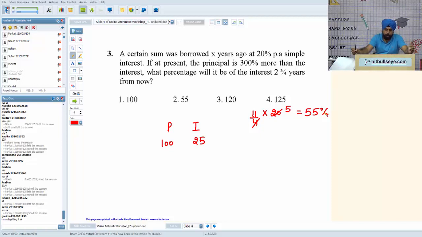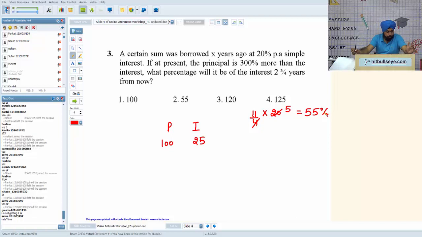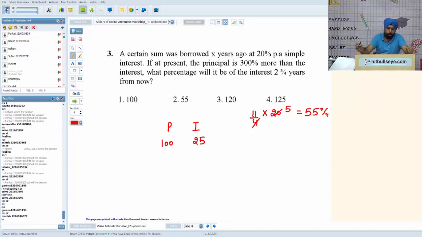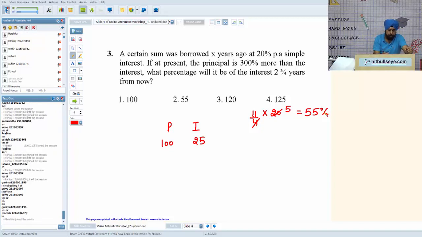Garima, if you give 20% in year 1, 20% in year 2, 20% in year 3, in total you have given 60%. So 20% into 3 gives you 60%. That is, we can take the product of rate and time. Is it okay now, Garima? Yeah, that's correct, Selva. So that means he will earn 55% more. Now because we have taken the principal to be 100 only, 55% of 100 is 55. That means the total interest earned will become 80.